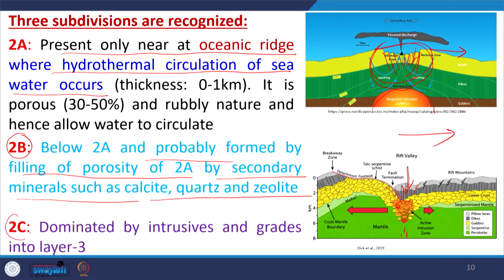Now, the third layer, that is 2C, is dominated by intrusives and grades into layer 3. So, that means layer 2A is porous, in layer 2B the porosity is filled by secondary minerals, and layer 2C is intruded by the dikes, they are intrusive rocks.